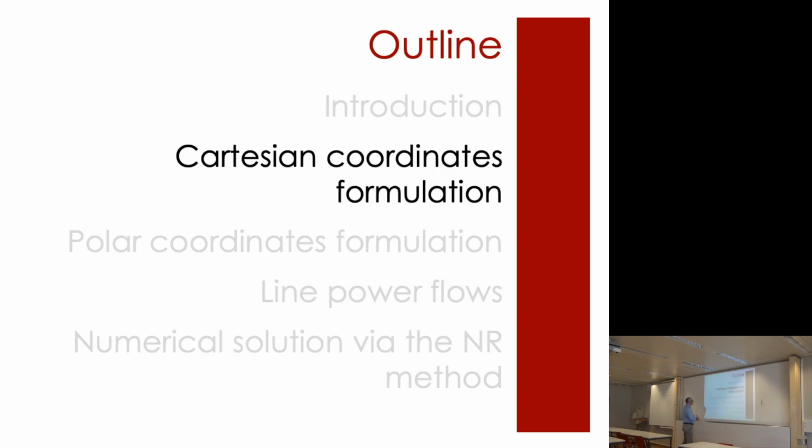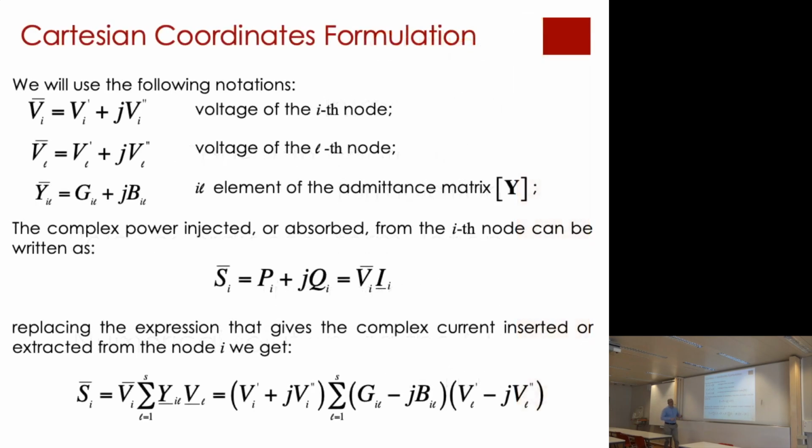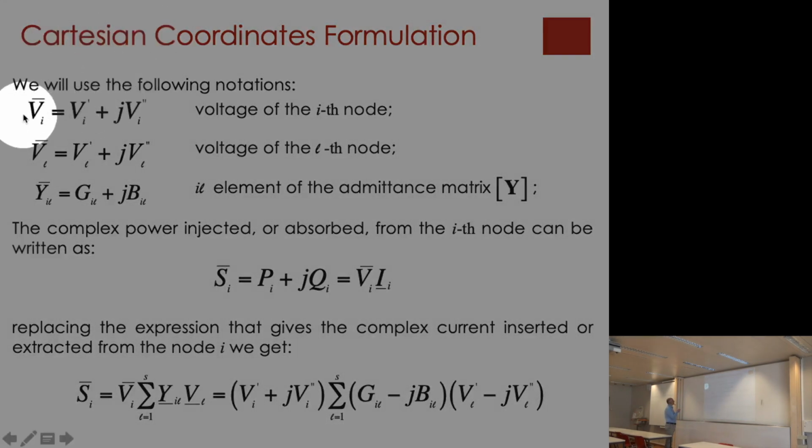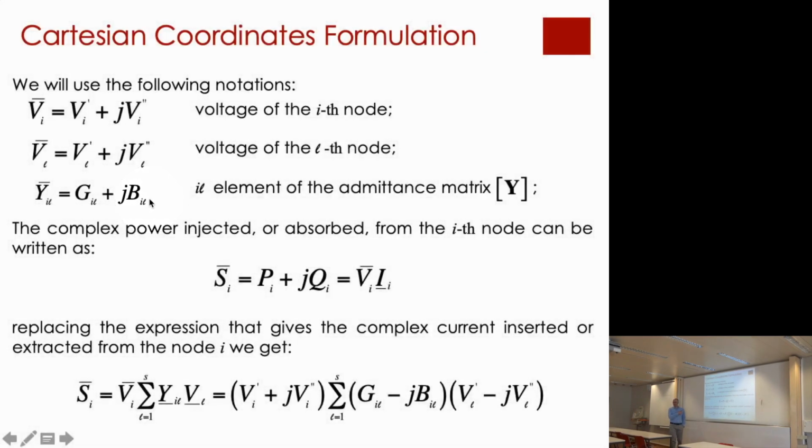Now let's try to formulate the load flow problem in Cartesian and polar coordinates. Let's start with the Cartesian coordinates. So in Cartesian coordinates, our variables, as well as the parameters, are expressed using a Cartesian notation. So the voltage phasor in a generic bus i, V_i upper bar, is written as V_i' plus j V_i''. So this is the voltage of the i-th node. Same notation for the voltage phasors in the l-th node. So the generic element i-l of the admittance matrix Y is G_il plus j B_il.